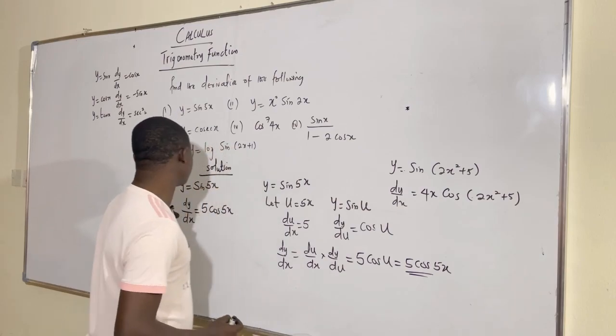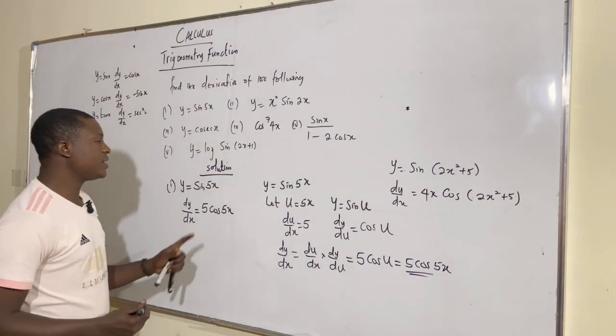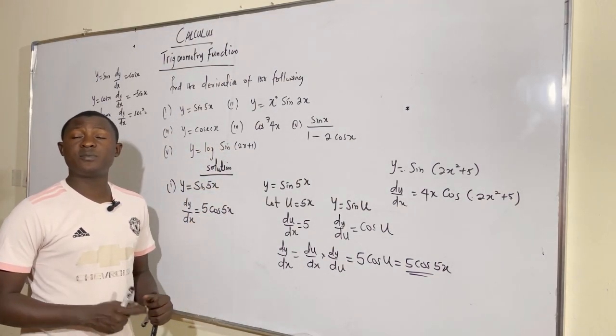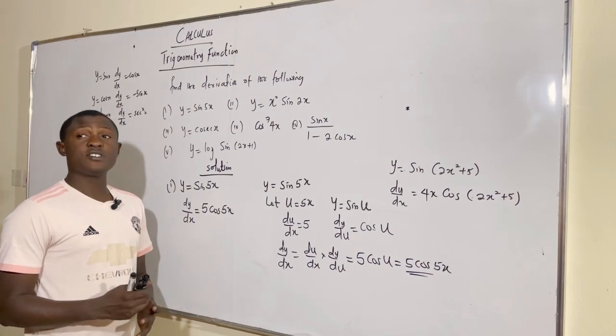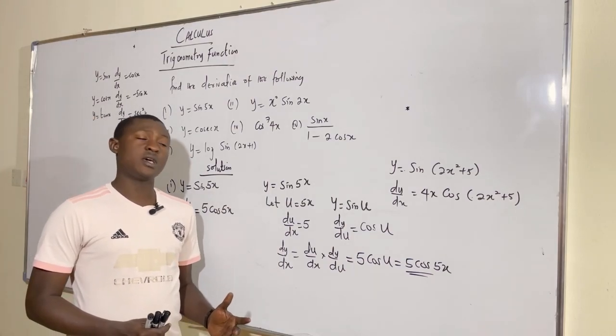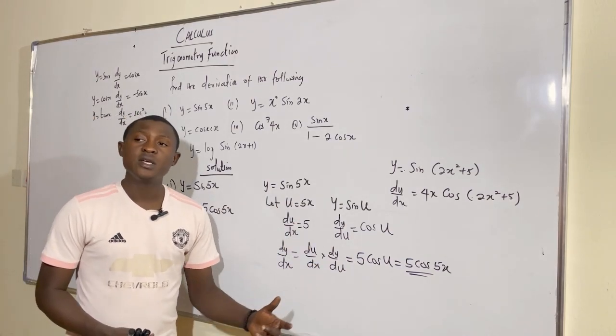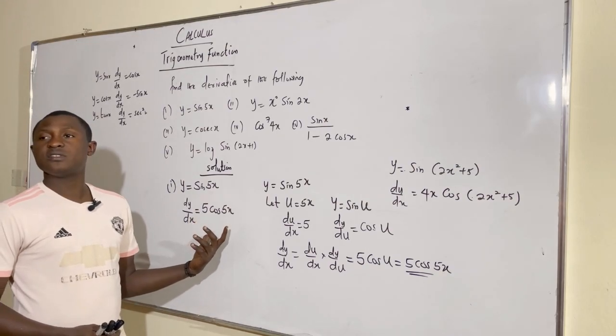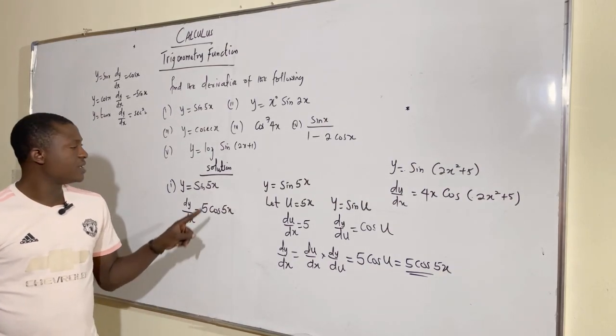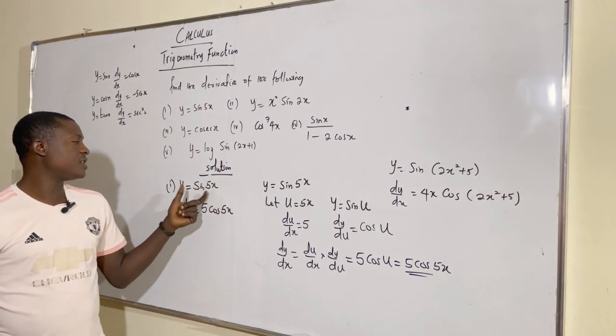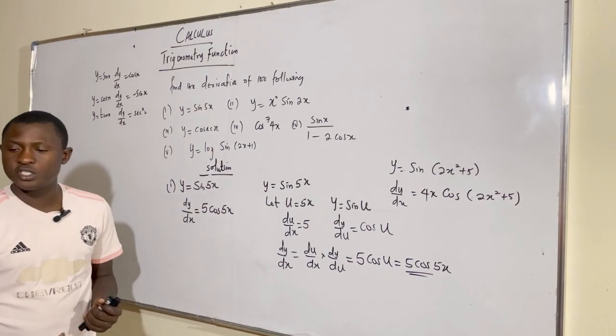Either approach works, depending on the problem you are solving. If it is a theory test, use the second one. If it is an objective test, you can use the first one. You can see it's very short and precise. Just differentiate this one, then put back what you have initially.